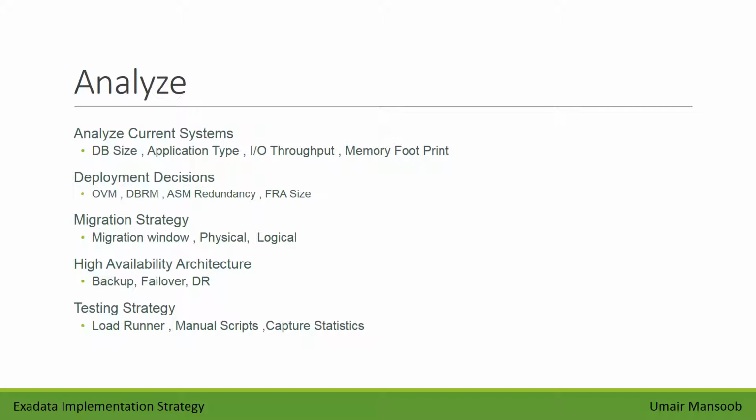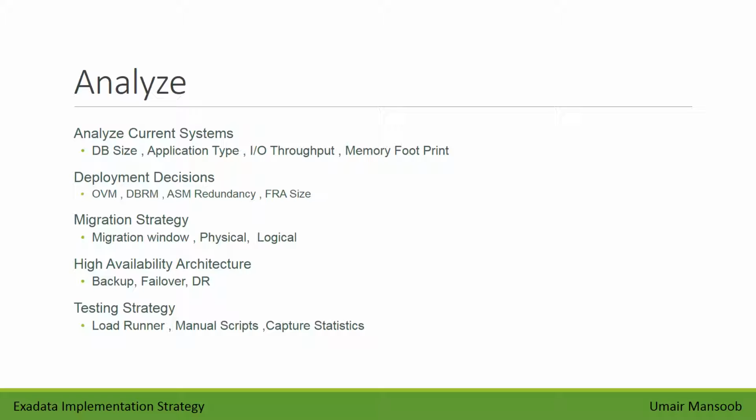During analyze phase, target database or databases should be analyzed in details. Collect information like database sizes, application type, I/O throughput, and memory footprint. Then based on the analysis, make important Exadata deployment decisions like do you need to virtualize your Exadata machine, or do you need to implement resource management, or what will be your ASM redundancy level for your disk groups, or how big should be your FRA.